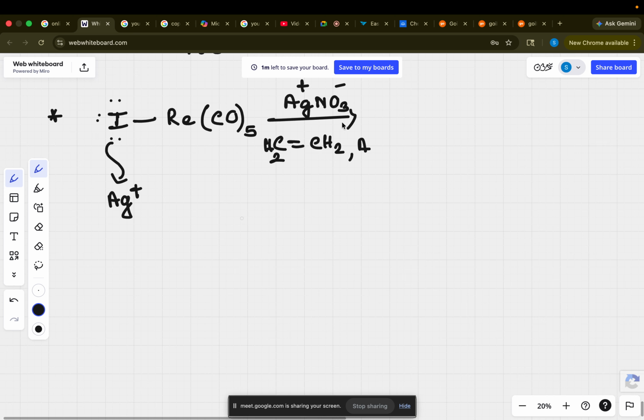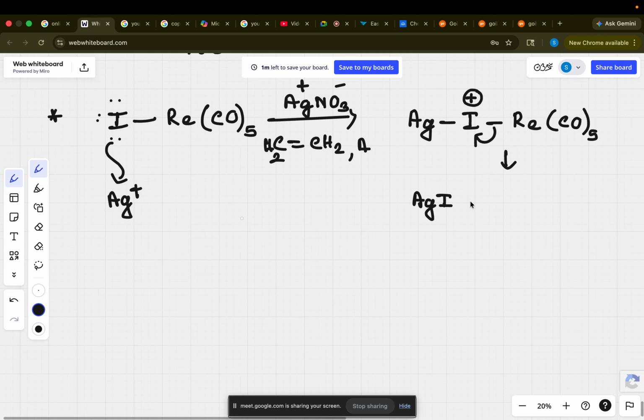Once it donates the electrons to silver plus, the silver center will be neutralized. So I can draw it like this: Ag, iodine, then you have rhenium, CO whole 5. Iodine is donating lone pairs, so it will be positively charged. Silver plus is taking electrons, so it will be neutralized, no charge. Now iodine is positively charged and wants to neutralize, so this bond will break, and the electrons will come to the iodine. So iodine will be neutralized and you will get the salt silver iodide.